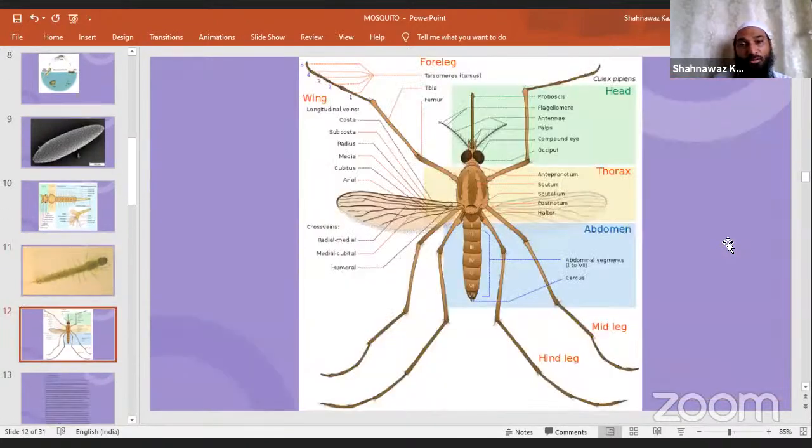This is the full mosquito for us, and this is its proboscis. We'll see the detail of that. These are through antennae, by which it will sense before it sits. It will sense the temperature is right or not. It will know where to go.